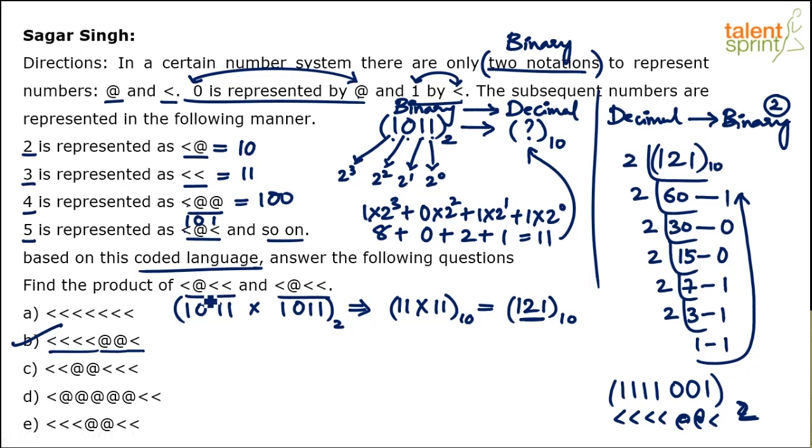Now he's asking us to find out the product of two binary numbers. 1011 is a binary number. So 1011 with 1011. What did we do? We have converted 1011 to a decimal number first. We have got 11 as the answer. So 11 into 11, the product is 121 in decimal system.